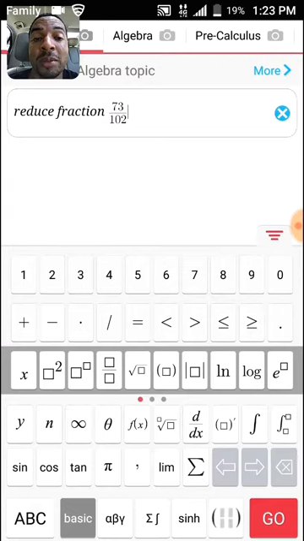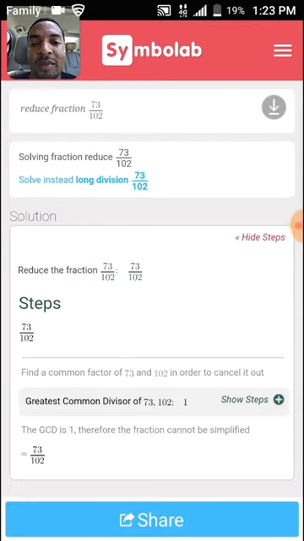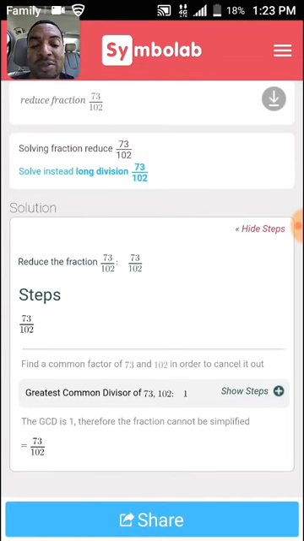Well, the bigger the numbers you get, the more confused you'll be, and you'll ask yourself, how do I know this? This is a number I've never really multiplied. I need a calculator. Let's look. Solve instead of long division, reduce the fraction 73/102. Steps: find the factor of 73 and 102 in order to cancel it out.